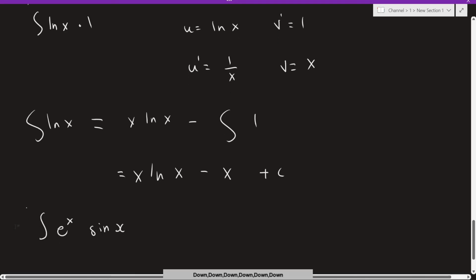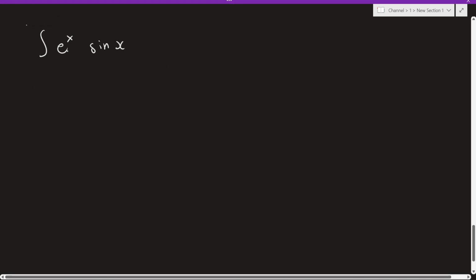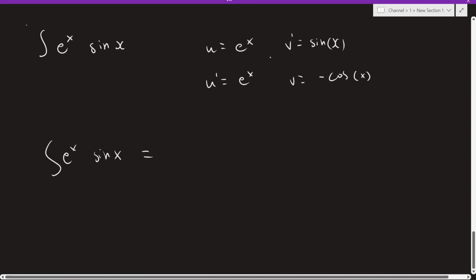Each question here has a different idea, so it's great to make your practice. So two functions again. u will be e^x, while v prime will be sin x. So the derivative of e^x is the same thing, and the integration of sin x is negative cosine x. Okay, now apply the formula. It's going to be e^x sin x equals uv, which is negative e^x cosine x, minus the integration of e^x times negative cosine x.